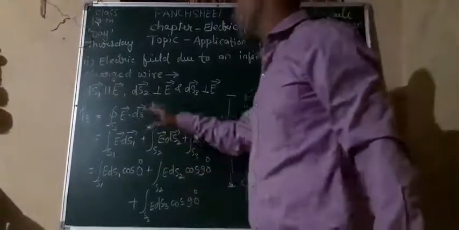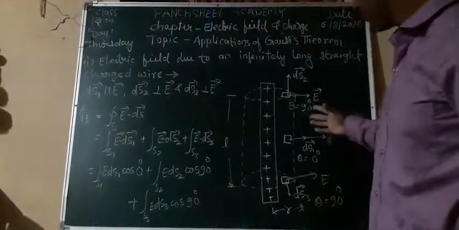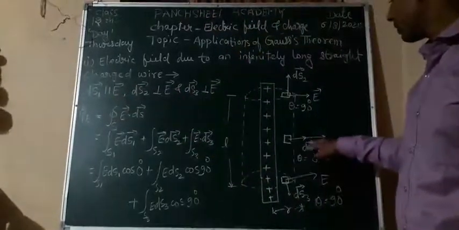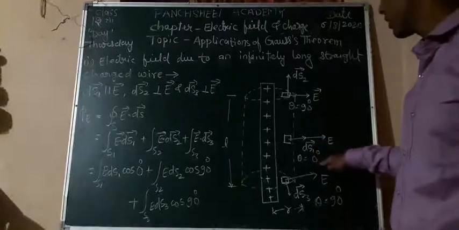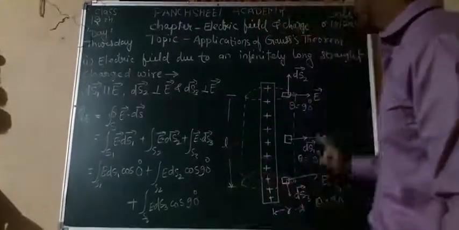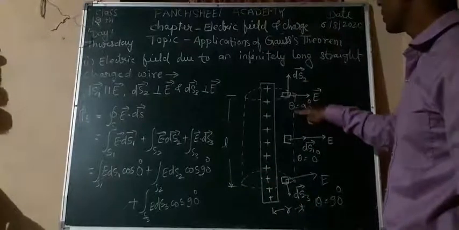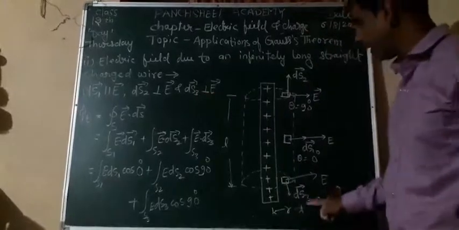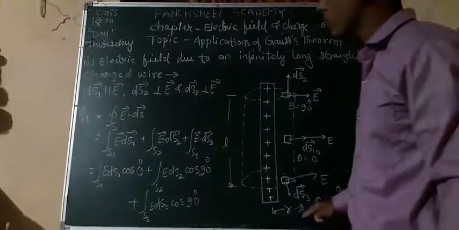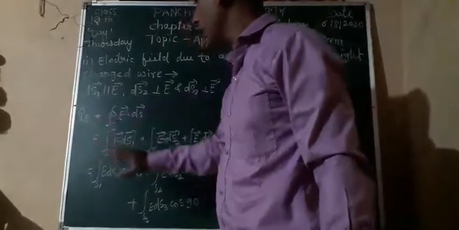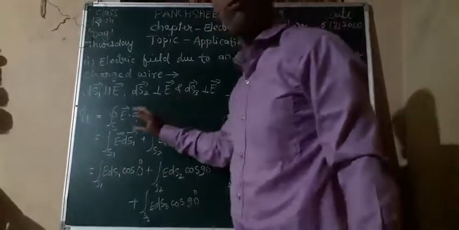So from this diagram we have ds1 parallel to E, so theta equal to what? 0 degree. And ds2 perpendicular to E, so theta equal to 90 degree. And ds3 is perpendicular to E, so theta is also 90 degree. So what is the formula for electric flux from Gauss theorem? Phi equal to what? This is the fundamental formula of electric flux.